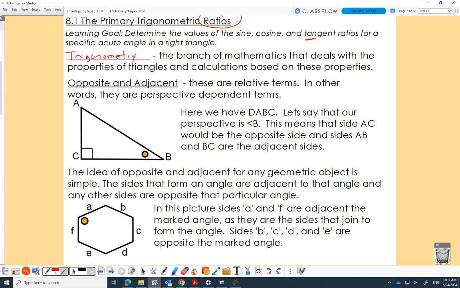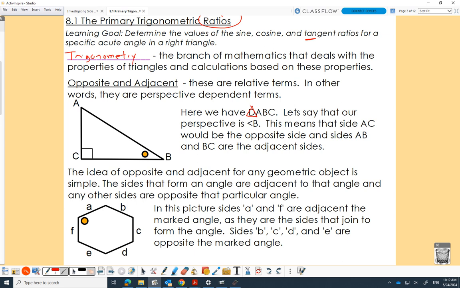So here we have triangle ABC. Something happened with the fonts there. That was supposed to be the triangle symbol, so if you could just write over top of your D there, triangle ABC. Let's say our perspective is angle B. Then AC would be the opposite.